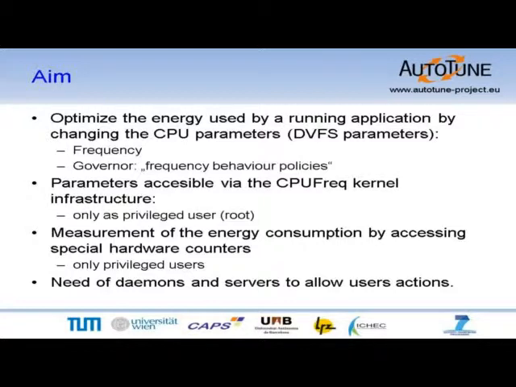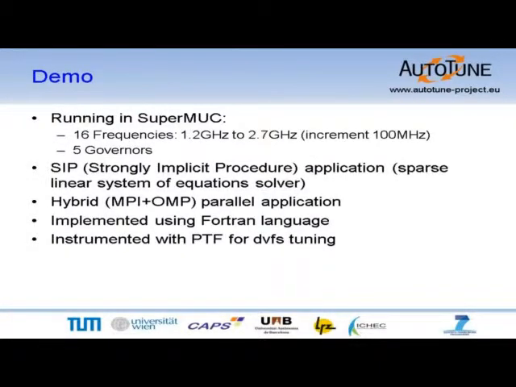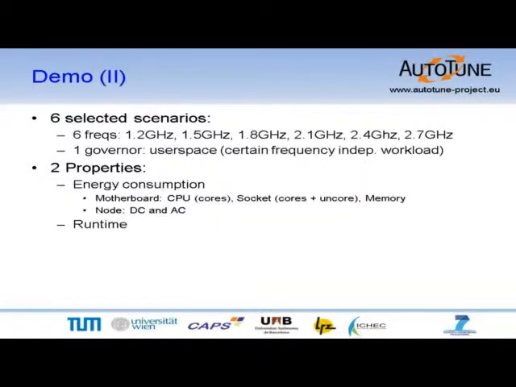Due to new kernel user access restrictions, the use of some daemons and servers is needed. The demo runs in SuperMUC, an HPC system that has the ability to use 16 different CPU frequencies and 5 governors. The application used as an example is a sparse linear system equation solver, implemented in Fortran, called SIPbench. For the demo, we selected 6 frequencies and just one governor, the user space governor, which forces the CPU to work at a certain clock frequency.